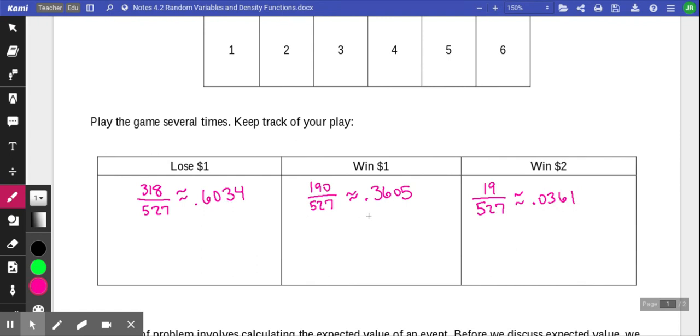So this was the experimental probability. For this game that was played 527 times, this is the experimental probability, which is leaning towards the fact that the participant, the player, is going to lose money more often than they win money.